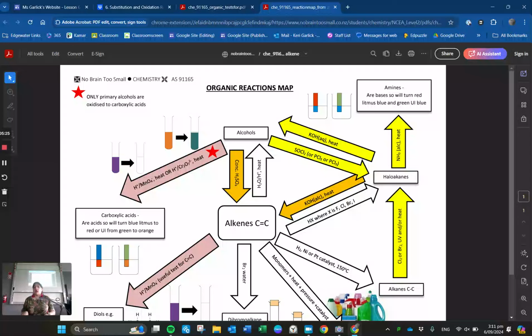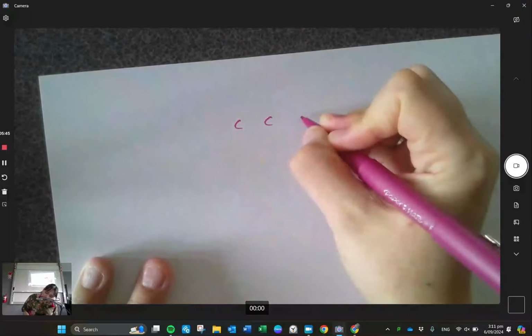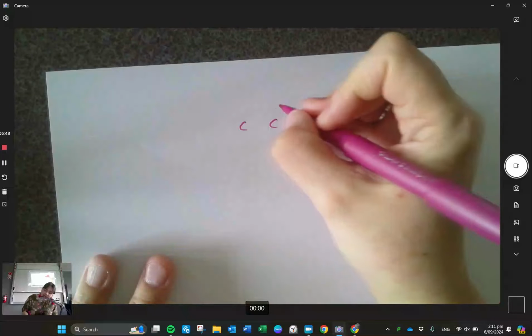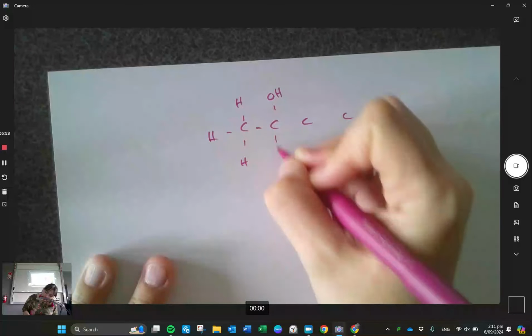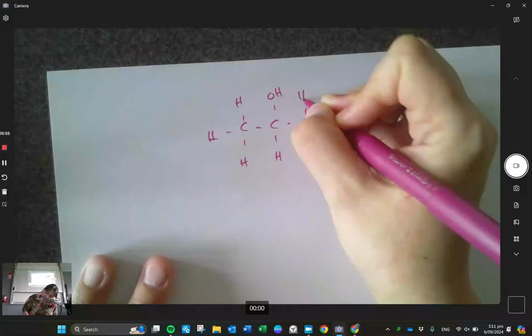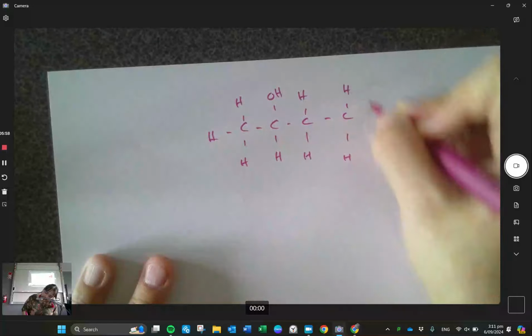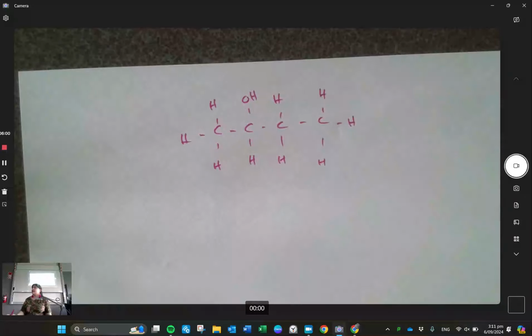Cool. The other thing I want to talk about that you guys would have seen is Zaitsev's rule. So Zaitsev's rule is talking about an unsymmetrical alkene and what's going to happen when you remove the OH. So let me give you guys an example. So let's say I have a 4-carbon chain like that, and I have an OH. So that's what my molecule looks like.